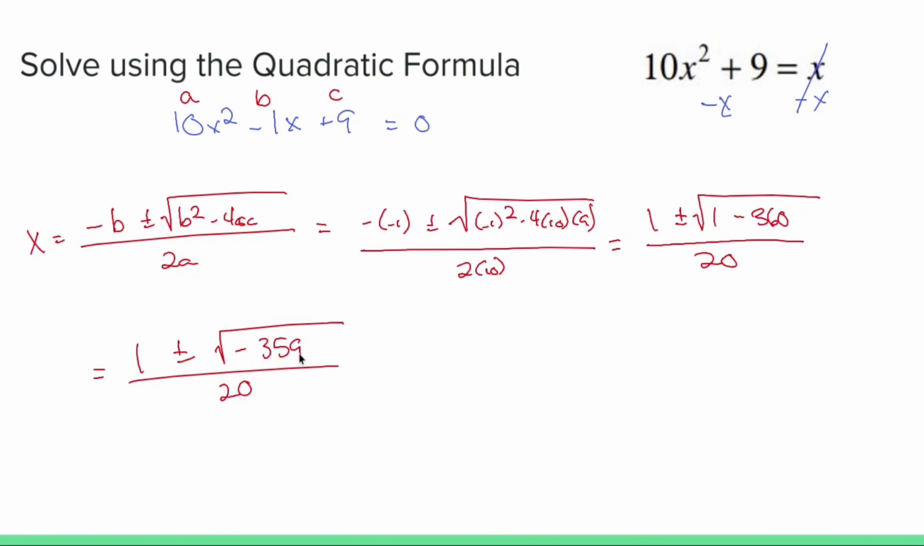You can't make a factor tree and do anything special with that, so I'm leaving that like that. However, that negative square root means I can whip out an i. So I have 1 plus or minus i times the square root of 359 over 20. And that's how you do it.